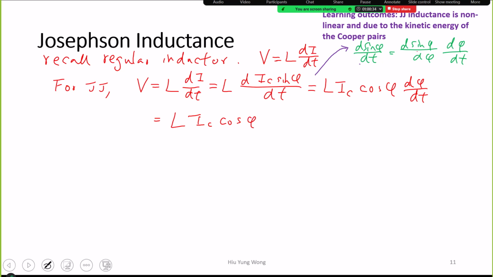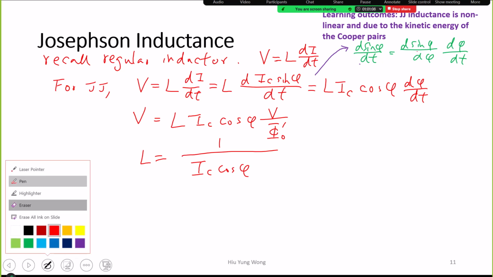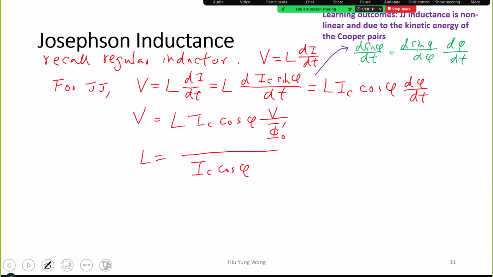But I already know what d phi/dt is. That is the second Josephson equation, right? Do you remember? V divided by the reduced flux quantum, phi naught dash. So with this, the left-hand side is V, right-hand side has V. Then we say that L is equal to 1 over IC cosine phi, times phi naught dash.